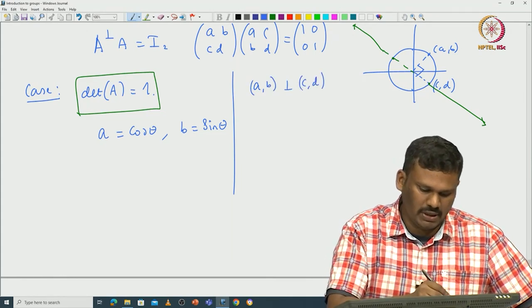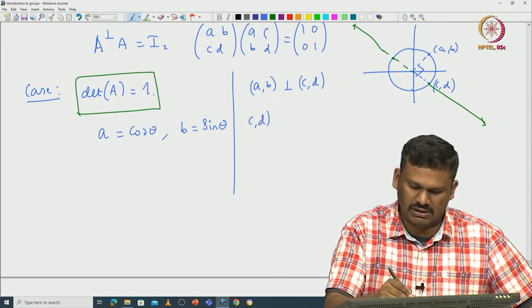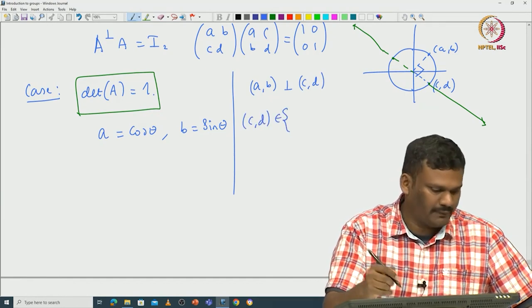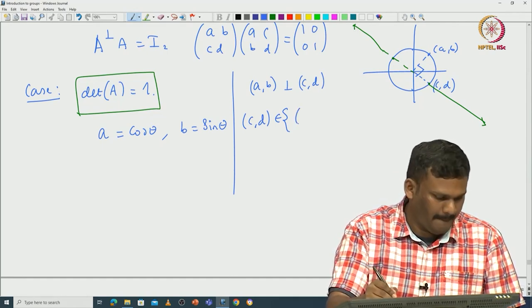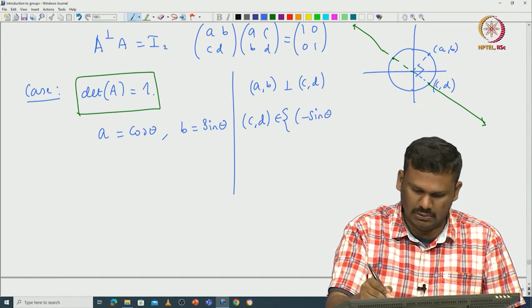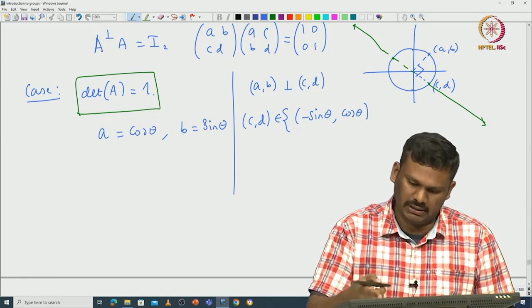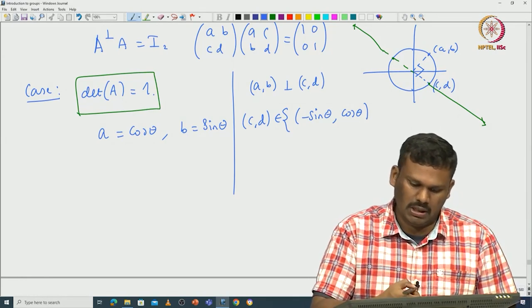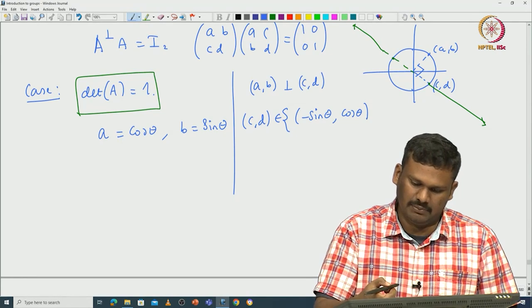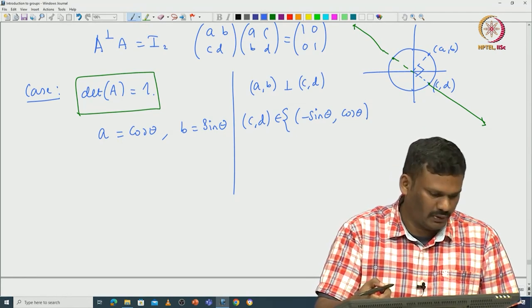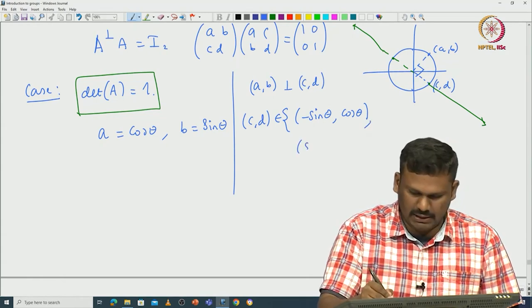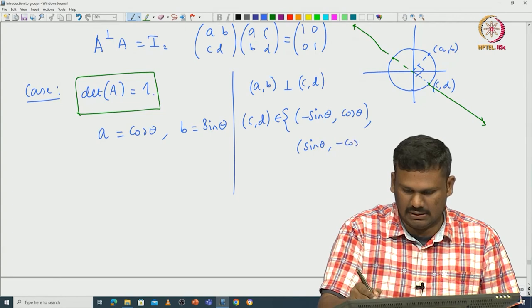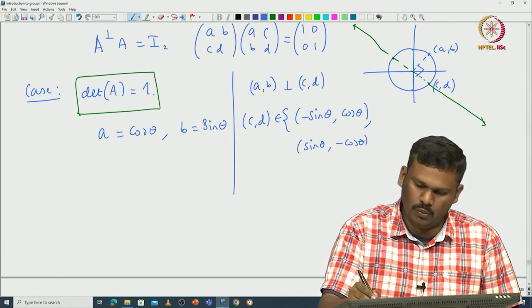So, that means the choices for C comma D has to be either this, the tuple minus sin theta, cos theta. In that case you get cos theta minus sin theta plus sin theta cos theta. Or it can be sin theta minus cos theta. So, these are the two points.